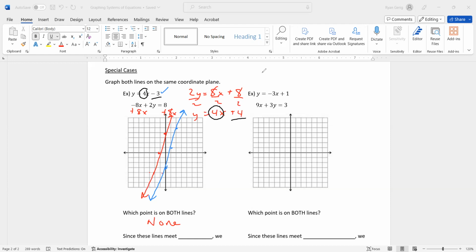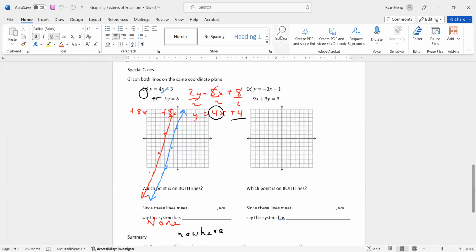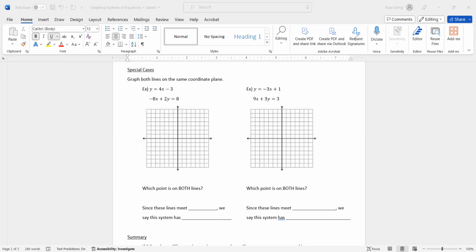Since these lines meet nowhere, we say that this has no solutions. If they don't cross, there's no point that's on both. There's no point that's on both lines. It has no solutions. We are looking for where they intersect, and if they don't intersect, they don't have any solutions.